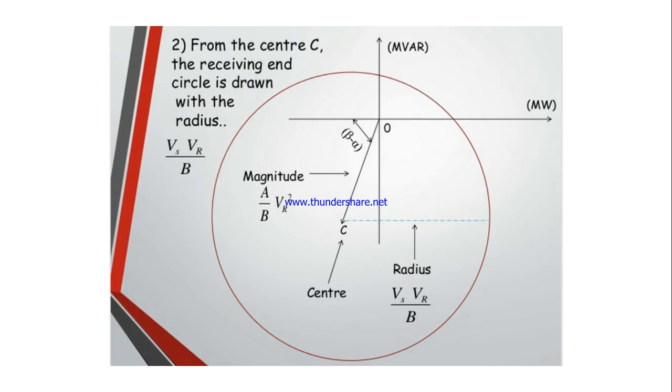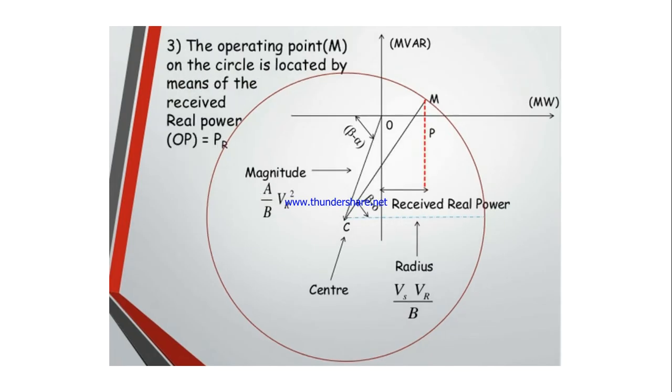Next, from this center C, consider this as the center. The receiving end circle is drawn with a radius. What is the radius? VS VR by B is the radius. With C as the center and VS VR by B as the radius, you draw a circle.